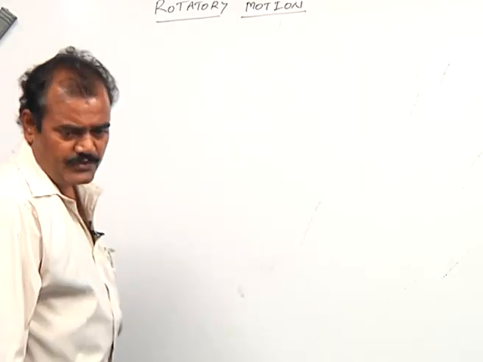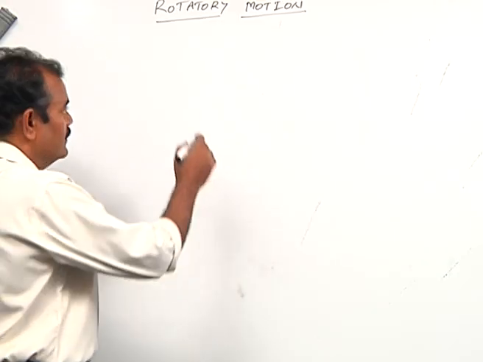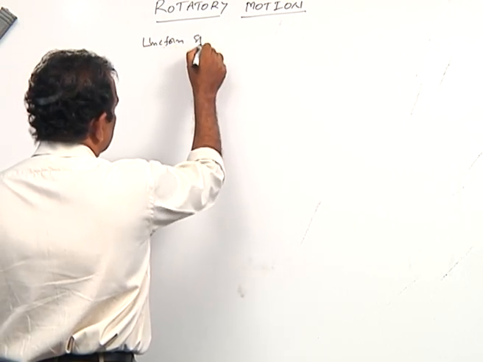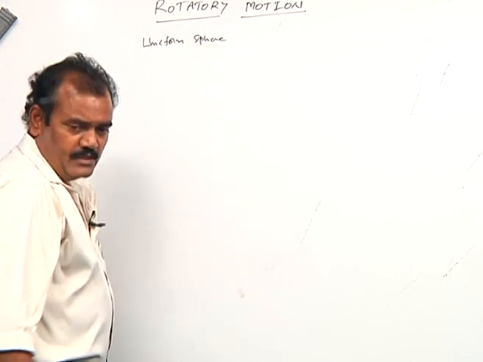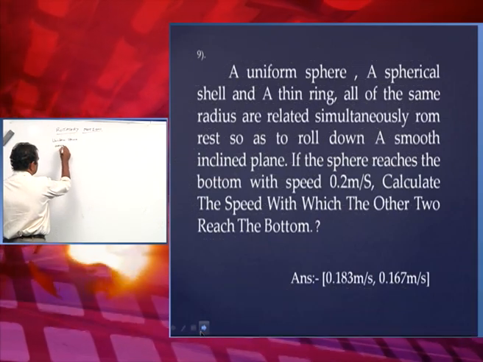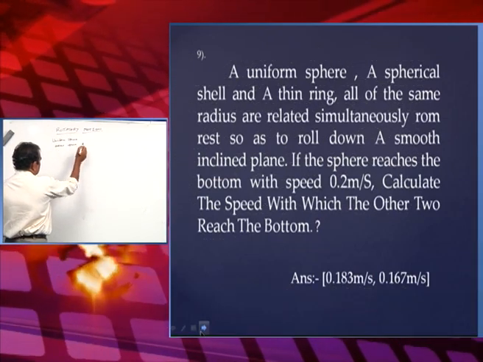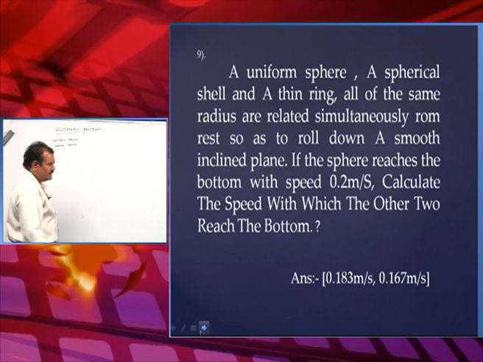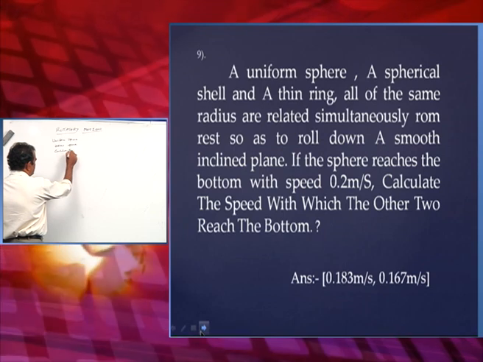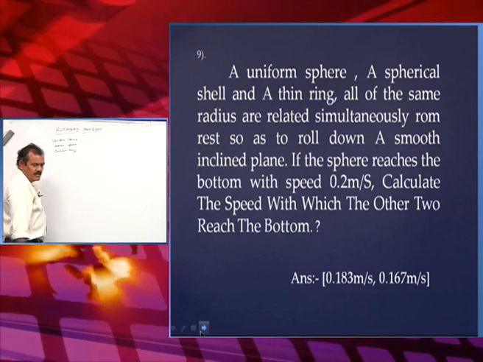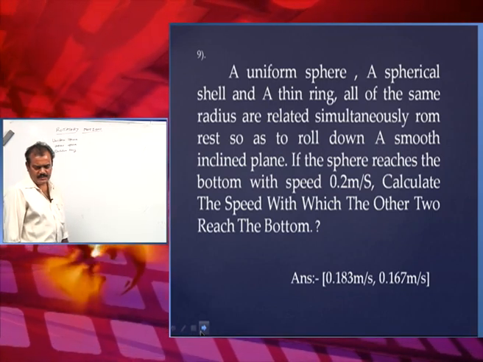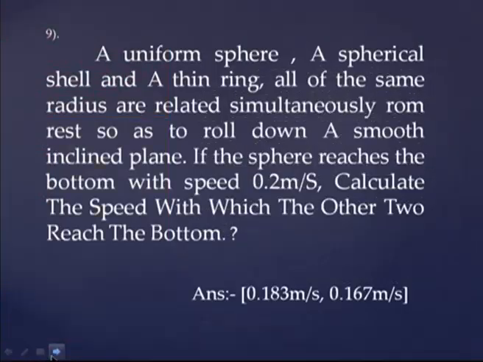So first of all, you are given a uniform solid sphere. Next one is a spherical shell, that is nothing but a hollow sphere. And thereafter a thin ring, that is nothing but a circular ring. So all these three are rolling bodies, all of the same radius, rotated simultaneously from rest so as to roll down a smooth inclined plane.